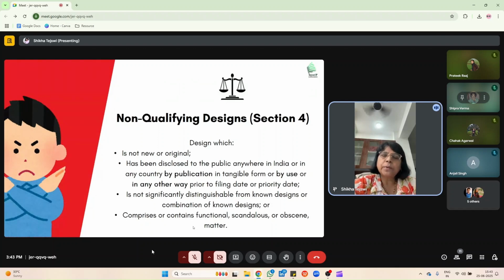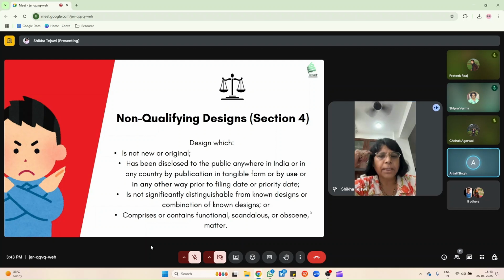So we saw section 2D is the definition of design, and now we come to section 4, which is another important section, which says what cannot be qualified as a design. I will compare along with the Patents Act also. In the Patents Act, section 2 had the definitions, and in section 3 there was a list of non-patentable items. If anyone remembers, Pratik had given the lecture. Do you recall anybody who went through the Patents Act also? Yes, ma'am, section 3. Yes, so you had a list of non-patentable items.